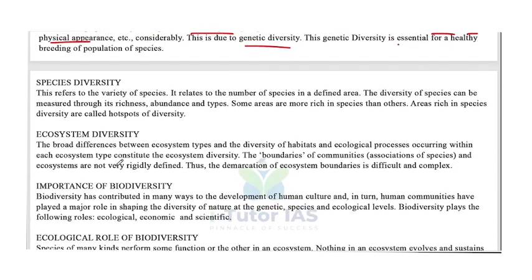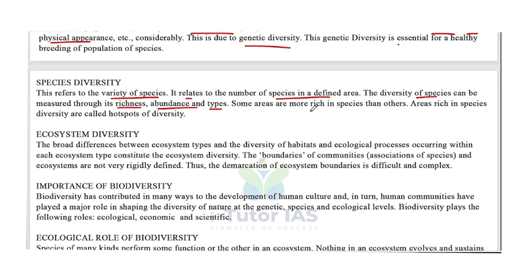Second one is species diversity. This refers to the variety of species, and relates to the number of species in a defined area. The diversity of species can be measured through its richness, abundance and types. Okay, so the diversity of species can be measured through the richness, abundance and types.